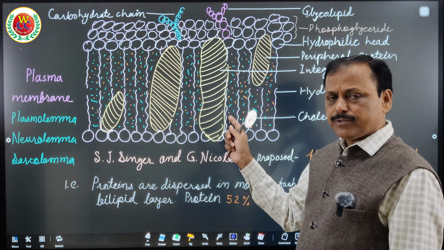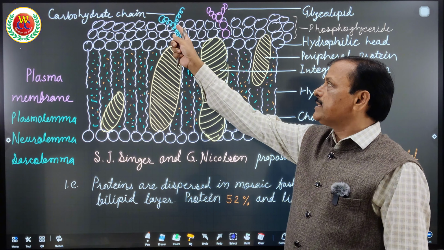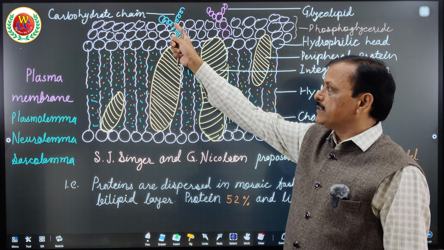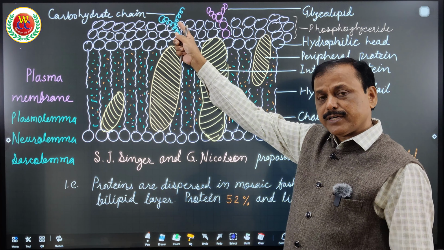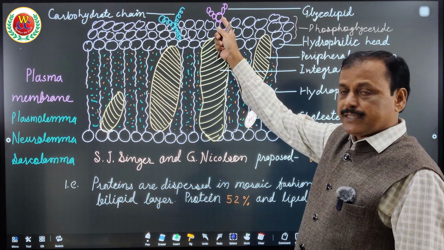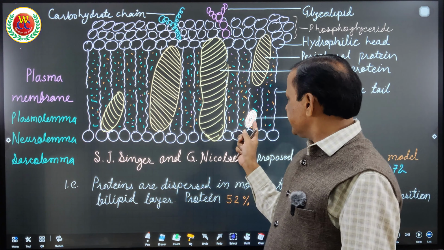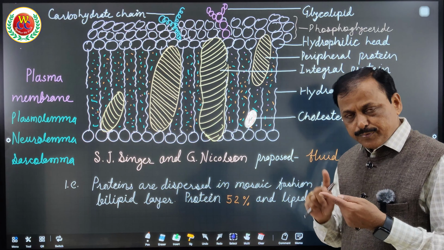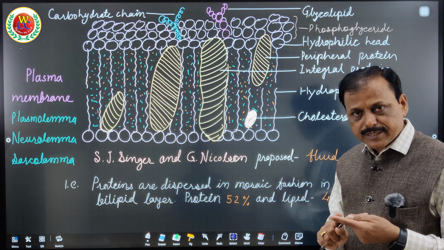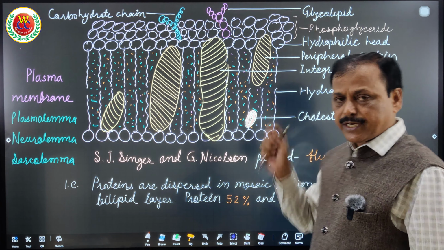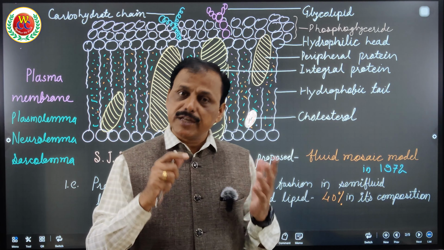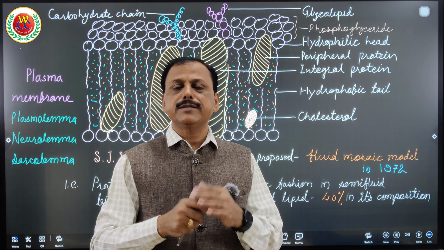Next, in addition to this bilipid layer and protein, you can see here there is a carbohydrate chain, which can also be called a glyceride chain. Here is another glyceride molecule. Moreover, it has cholesterol also. So 52% protein, 40% lipid, and cholesterol, glyceride, phosphoglyceride, glycolipids, glycoproteins are 5 to 8% in its composition.